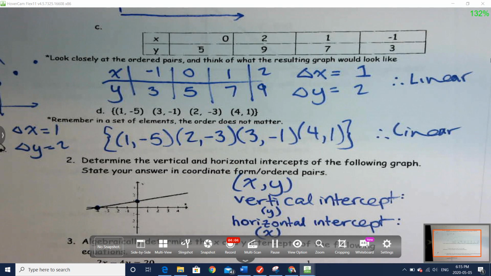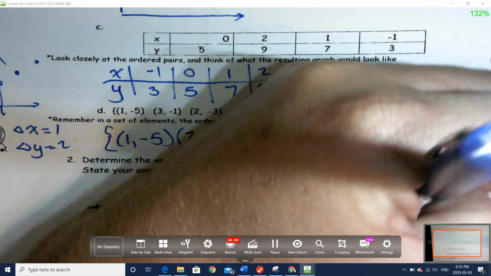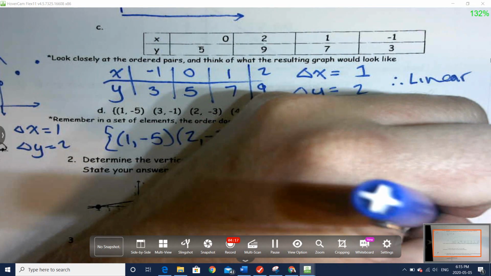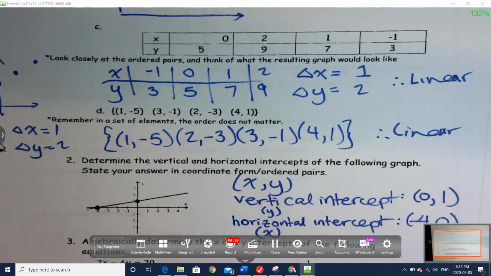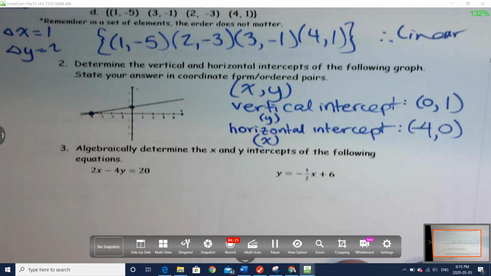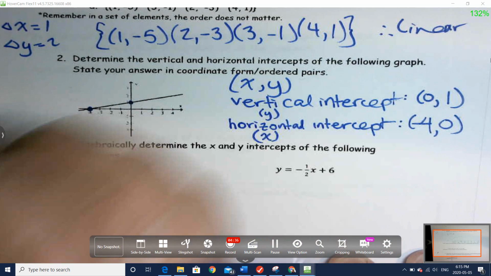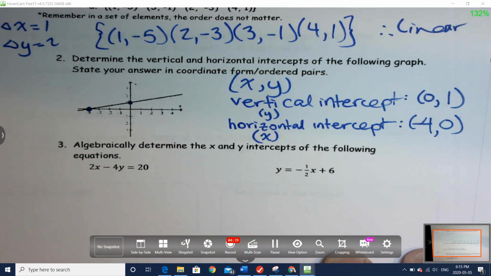If I were to look really closely and this was really clear like it was on my original sheet, I would see that the vertical intercept happens at the coordinate (0, 1), x value 0, y value 1. And the horizontal intercept happens at (-4, 0). X value first, y value second, just like in the alphabet. If algebraically I'm given an equation and I want to figure out what the intercepts are, all I need to do is substitute in the zeros for the x or y values, depending on if I want the vertical or the horizontal intercept.